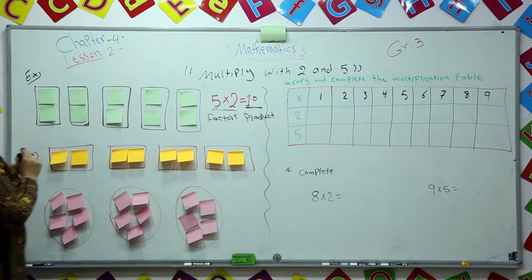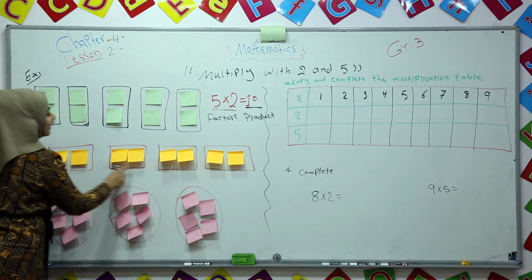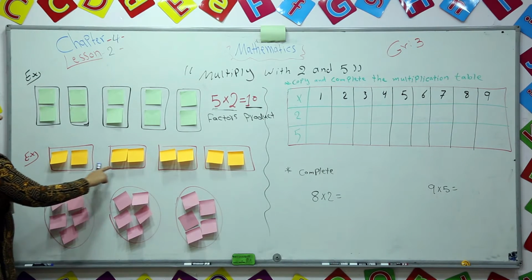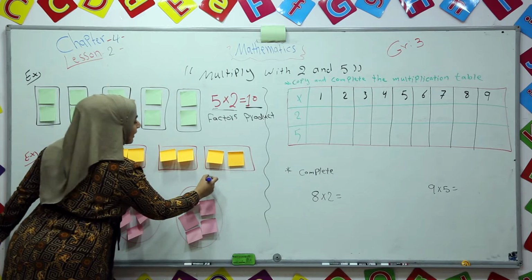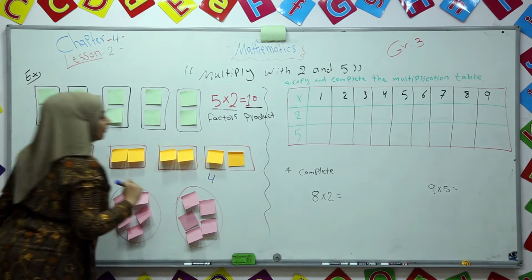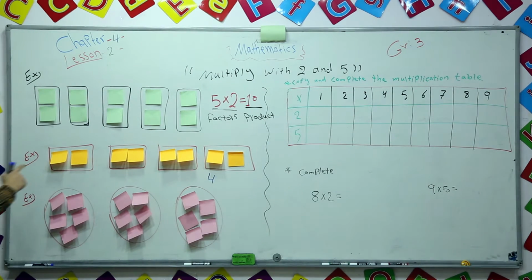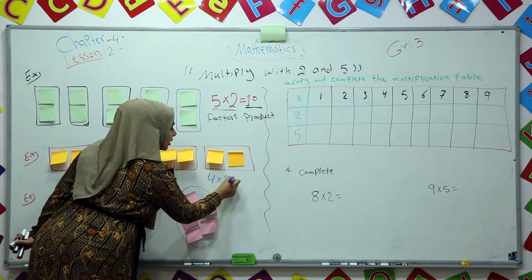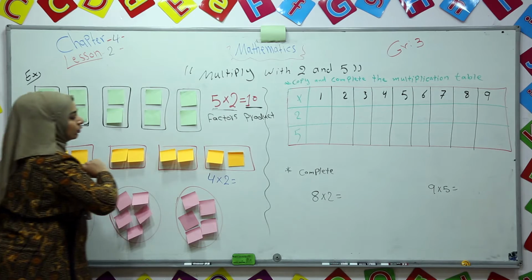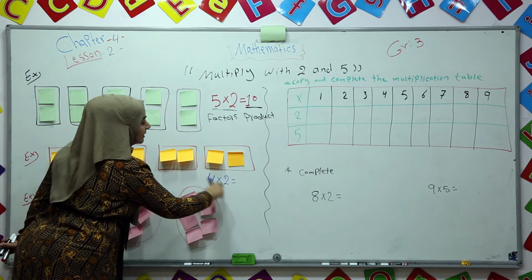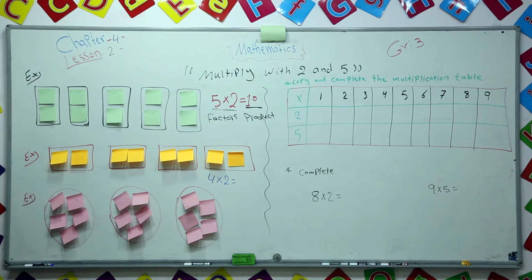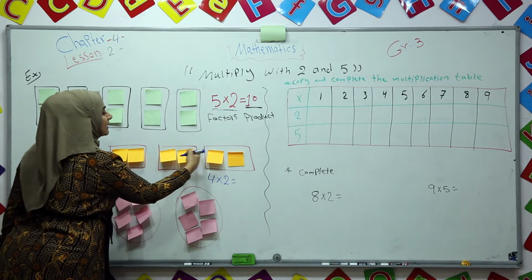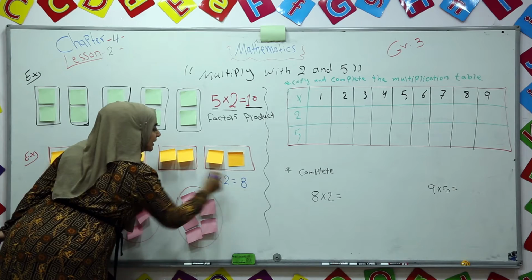Now look here, I have another example. How many groups do I have here? 1, 2, 3, 4. I have 4 groups. Each group contains how many objects? 1, 2. Each group contains 2 objects. So I have 4 groups of 2 objects. 4 times by 2 equals how many? 1, 2, 3, 4, 5, 6, 7, 8. So the answer is 8.